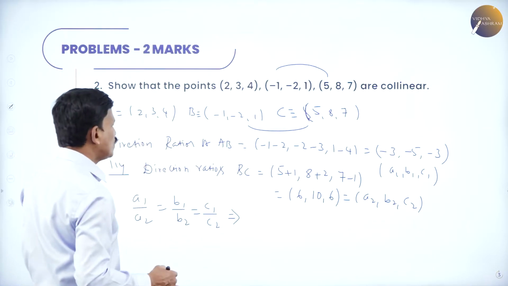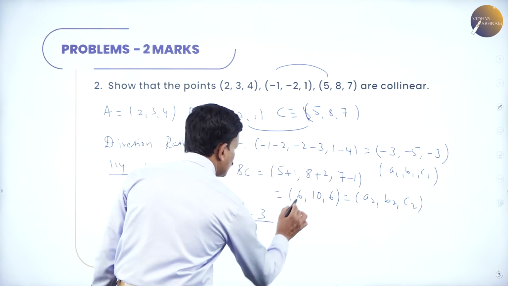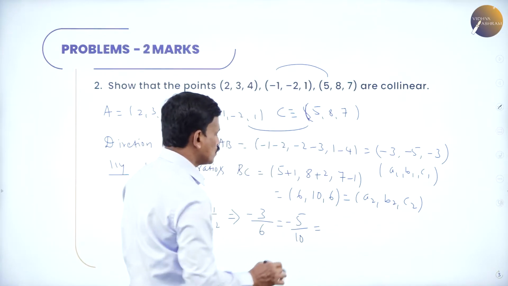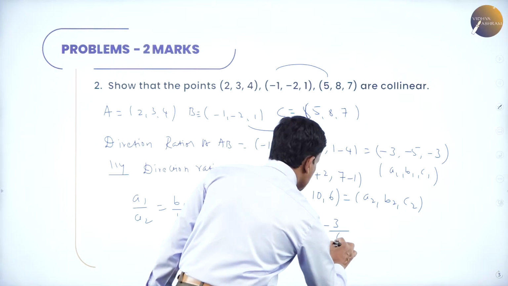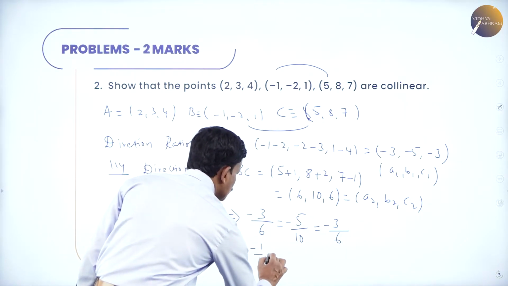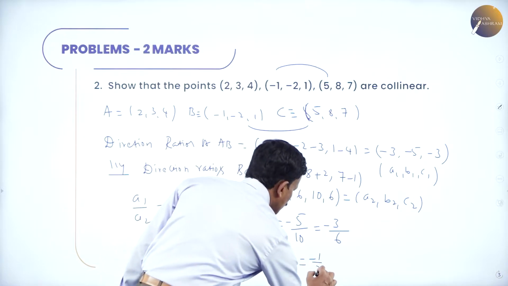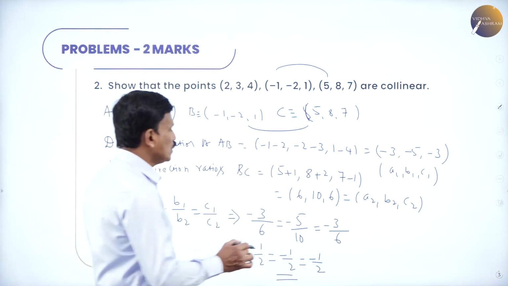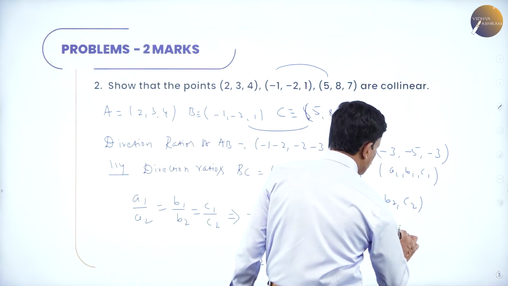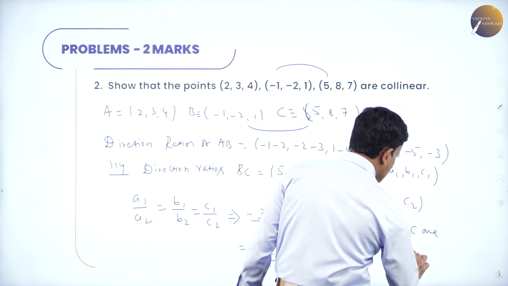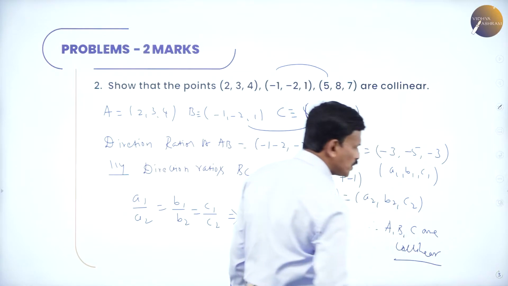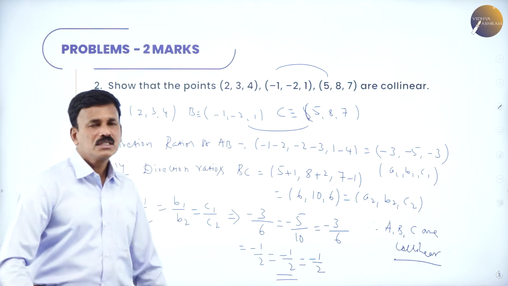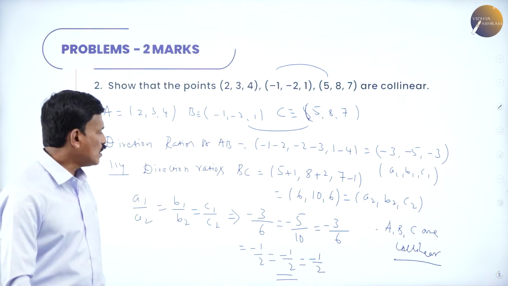What is A1? Minus 3 divided by A2, which is 6, is equal to B1, minus 5 by 10, is equal to minus 3 divided by 6. This can be written as minus 1 by 2, minus 1 by 2, minus 1 by 2. So the ratios are proportional and equal, therefore A, B, C are collinear. So find out the direction ratios of the lines AB and BC and check whether they are proportional and equal. Therefore A, B, C are collinear.